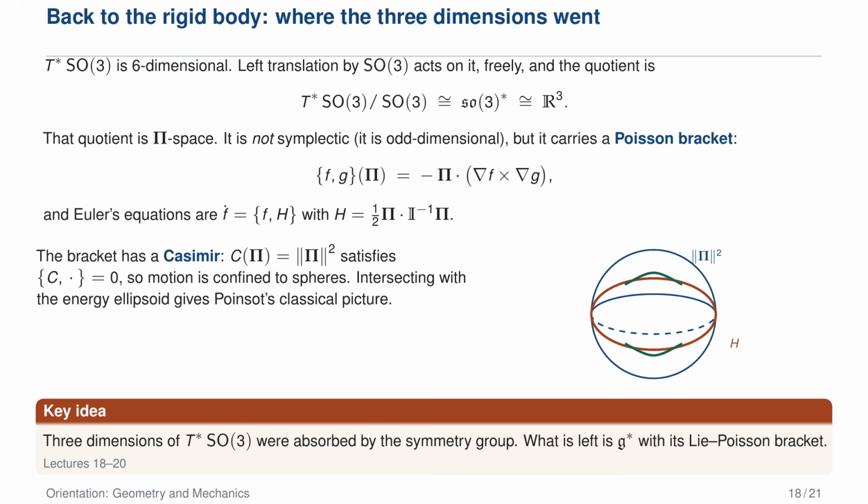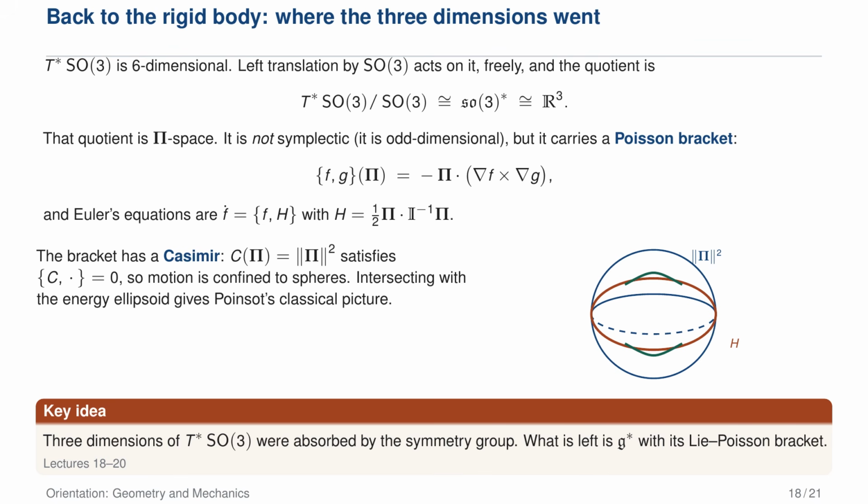So let me finally answer the question I left you with earlier. Where did the three dimensions go? The phase space T star of SO3 is six-dimensional. The group SO3 acts on it by left translation, and it acts freely. So we may form the quotient, and that quotient is the dual of little so3, which is R3. That quotient is exactly pi space.